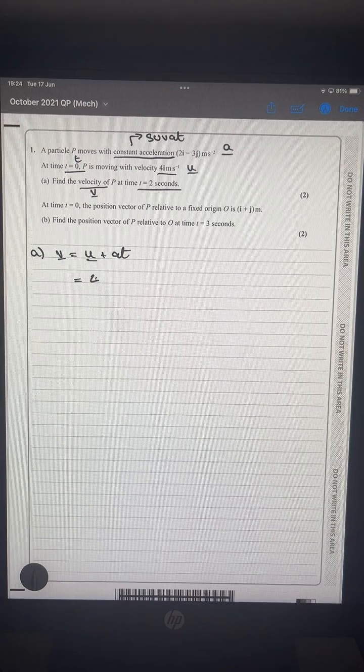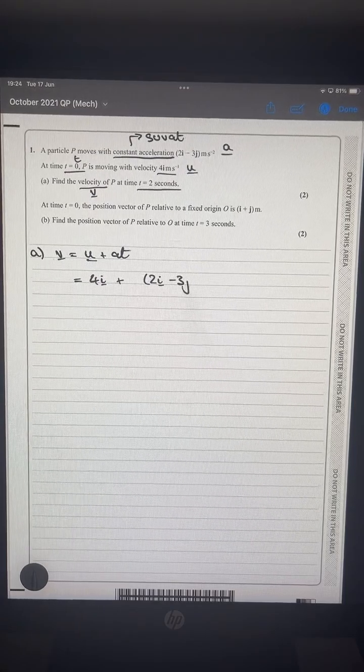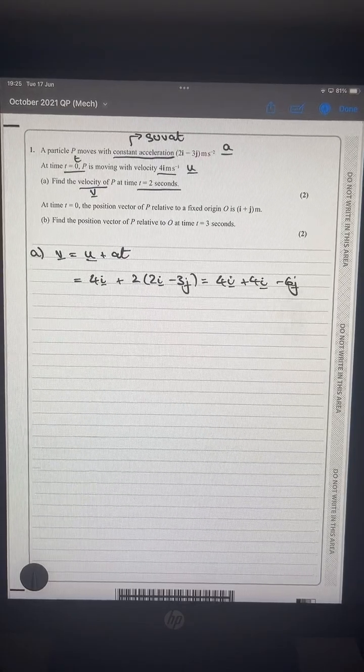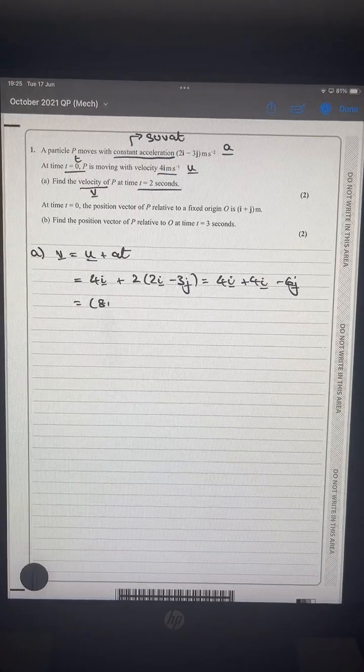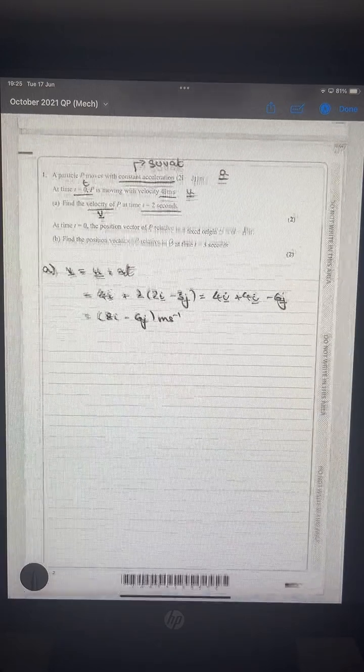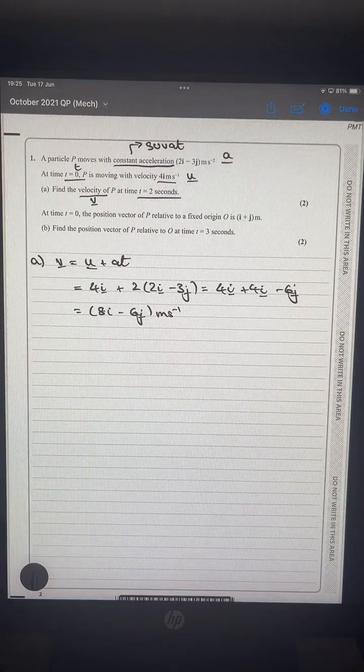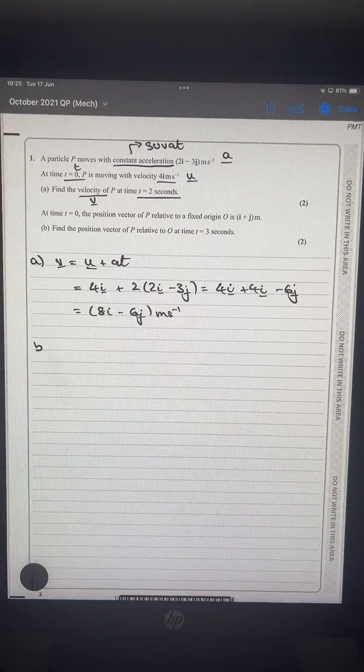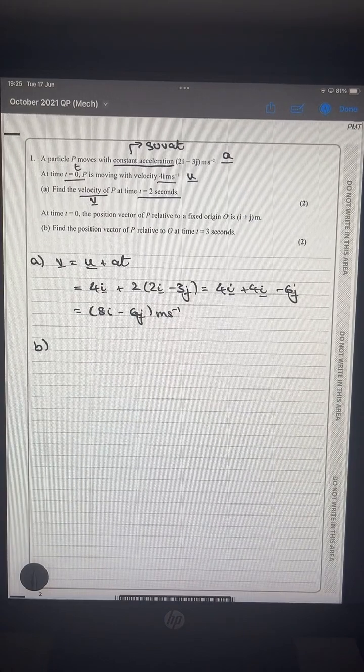So v is 4i plus a, which is, what is my acceleration? 2i minus 3j times t, which is 2, so I'll just put that in front of the bracket there. If I expand out, I get 4i plus 4i minus 6j, and that is simply equal to 8i minus 6j meters per second. Beautiful, 2 marks to start off the paper. Make sure you don't waste time, but also make sure you get the question correct because you want to guarantee the easier marks in the exam. Of course you do, right?